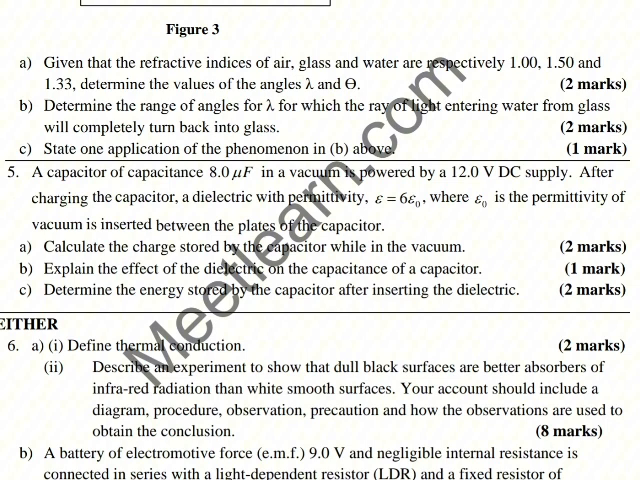This is the West mock question 5. The question says that a capacitor of 8.0 microfarad, powered by a 12.0 volt battery supply, was in a vacuum. Before it was charging, they inserted a dielectric that has a value of 6 multiplied by epsilon naught, the permittivity of free space. Now they're saying that we should calculate the charge stored in the capacitor.